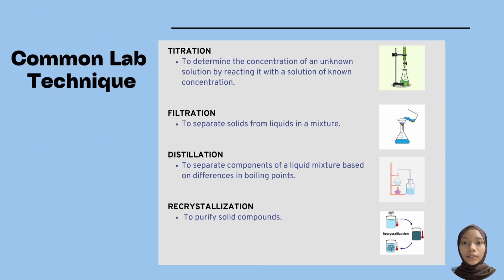So there are 4 common lab techniques, which are titration, filtration, distillation, and recrystallization. The first one is titration. It is to determine the concentration of an unknown solution by reacting it with a solution of known concentration. The second one is filtration. It is to separate solids from liquid in a mixture. The third one is distillation. Distillation is to separate components of a liquid mixture based on difference in boiling points. And the last one is recrystallization. It is to purify solid compounds.